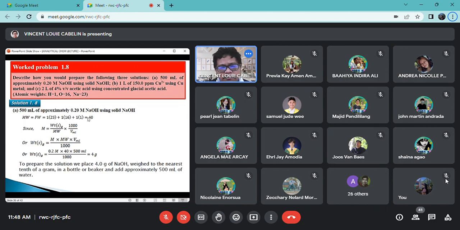So the molarity formula is weight of solute in grams over molecular weight, times 1,000 over the volume in ml of the final product. So what you are asked is to prepare 500 ml of 0.2 molar sodium hydroxide. So basically, what you want to do is to know how much solid sodium hydroxide you need to prepare 500 ml of solution.